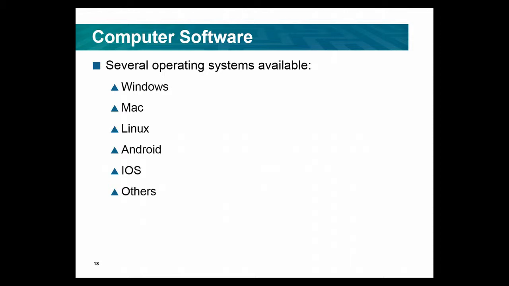There are several types of operating systems available. Windows is the primary one in use today, but there are others out there. The Mac, Linux, are other computer system operating systems in use around the country and the world. The Android, iOS operating systems are typically used on tablets and smartphones. And there are a few other operating systems out there, but they're in very limited use.